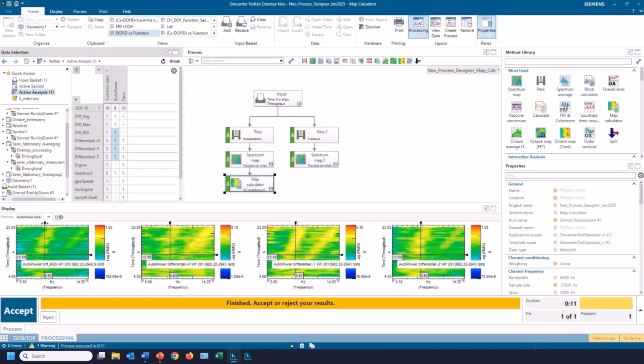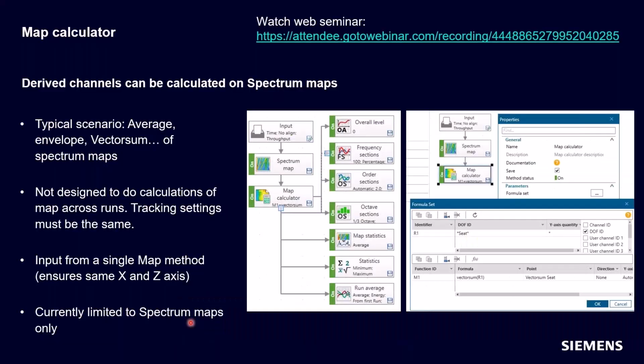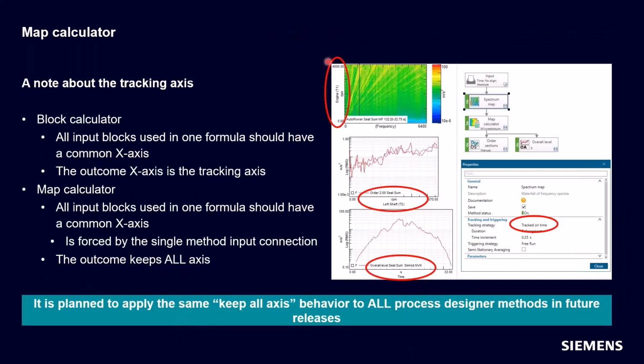Okay, so that's map calculator. If I go back to my slides, note about the tracking axis in the block calculator. All inputs used in one formula should have the same x-axis. Output is always the tracking axis. In the map calculator, all input blocks used in one formula should have a common x-axis.